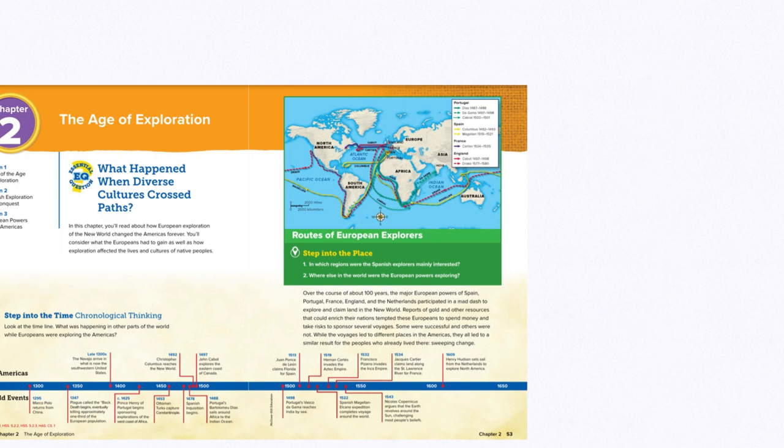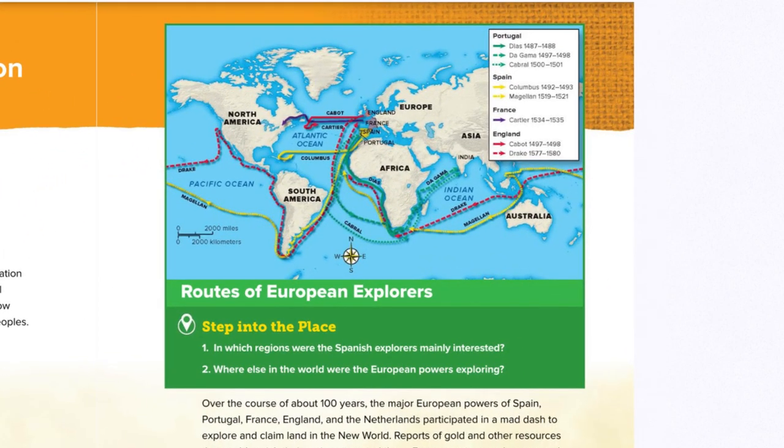Let's take a look at the map over here. So this map says routes of European explorers. It says step into the place. In which regions were the Spanish explorers mainly interested? And number 2, it says, where else in the world were the European powers exploring? Okay, here's what we got going.